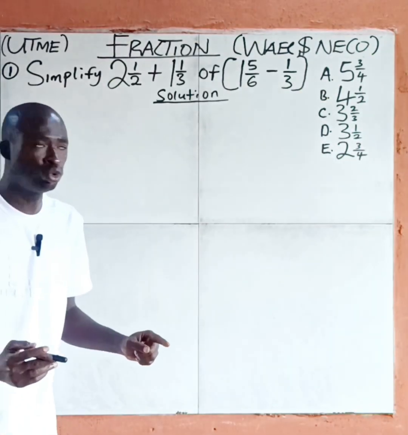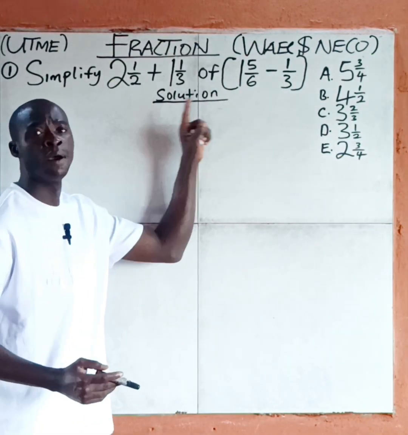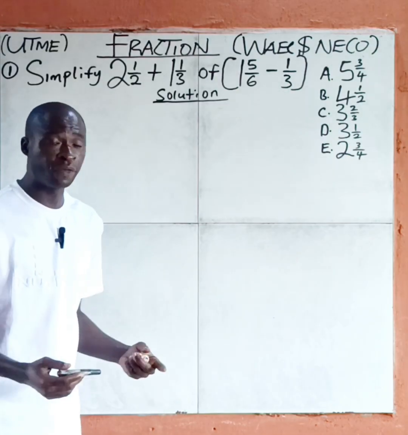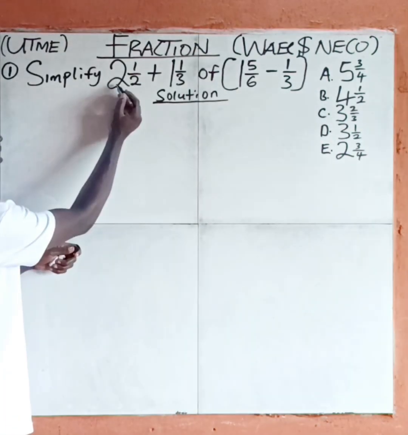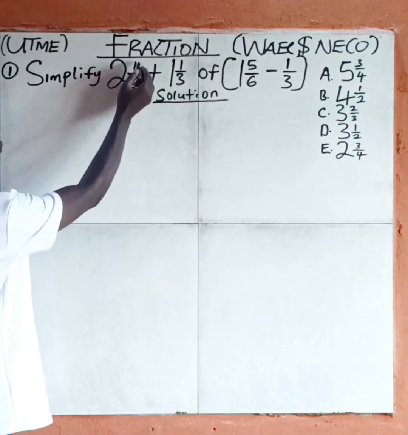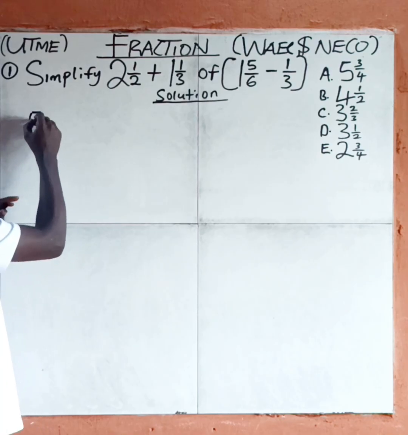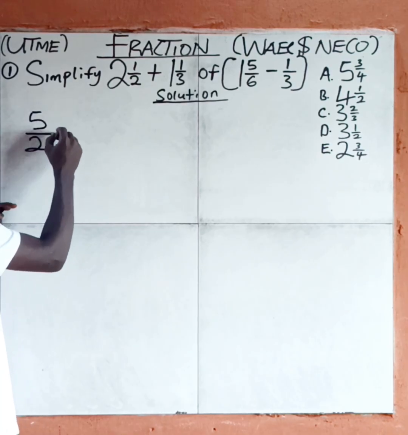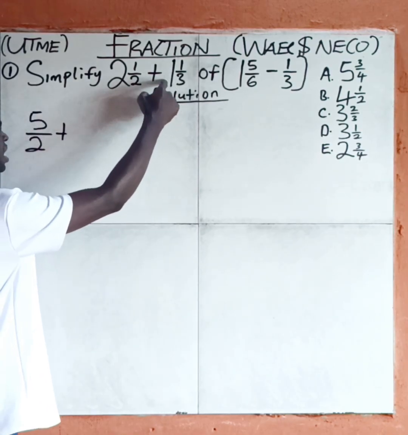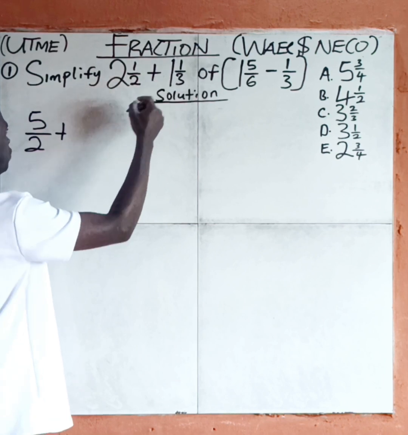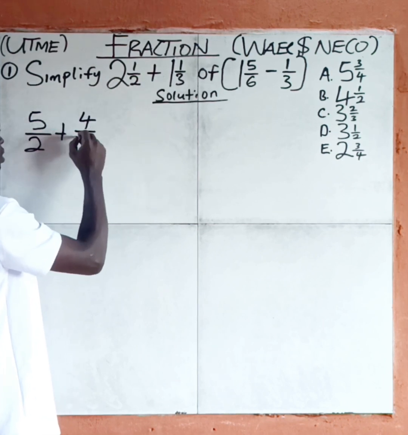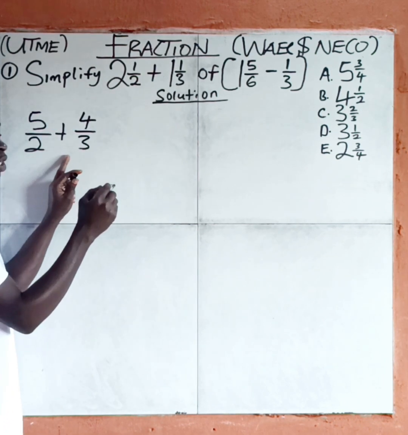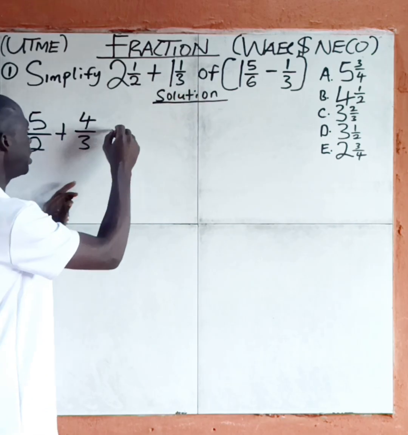The first thing you simply need to do is to change all the mixed fractions to improper fractions. So 2 times 2 will give us 4. 4 plus 1 will be 5. I will call here 5 over 2 plus 3 times 1 is 3, and 3 plus 1 is 4. So we'll say here is 4 over 3. We have successfully turned it from mixed fraction to improper fraction. We come in right here next.